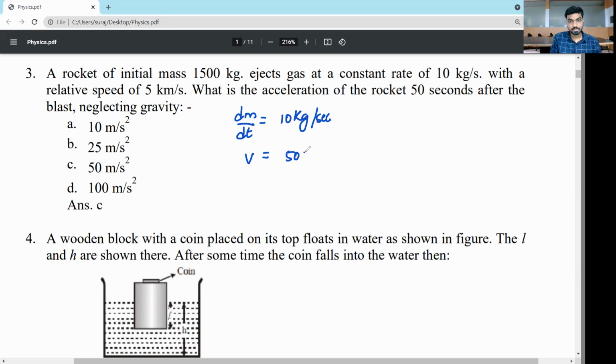That means 5000 meter per second. The initial mass is given as 1500 kg. What is the acceleration of the rocket 50 seconds after the blast, neglecting gravity? The time is given as 50 seconds.